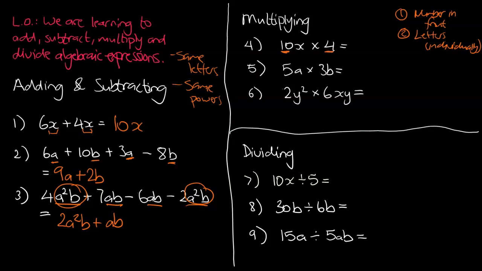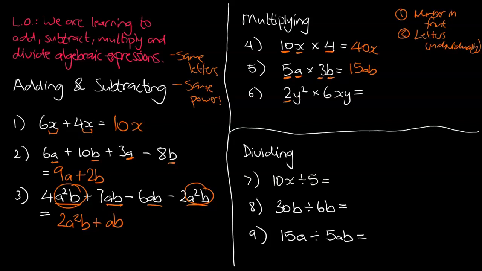So question number 4, numbers first. 10 times 4 is 40, and then we deal with the letters. I've only got an x, so that's not going to change, just an x over there by itself. So we've got 40x. Question number 5, deal with the numbers out front first. 5 times 3, that's 15. Then we deal with the letters. We've got an A and a B, so we're going to write A and a B.